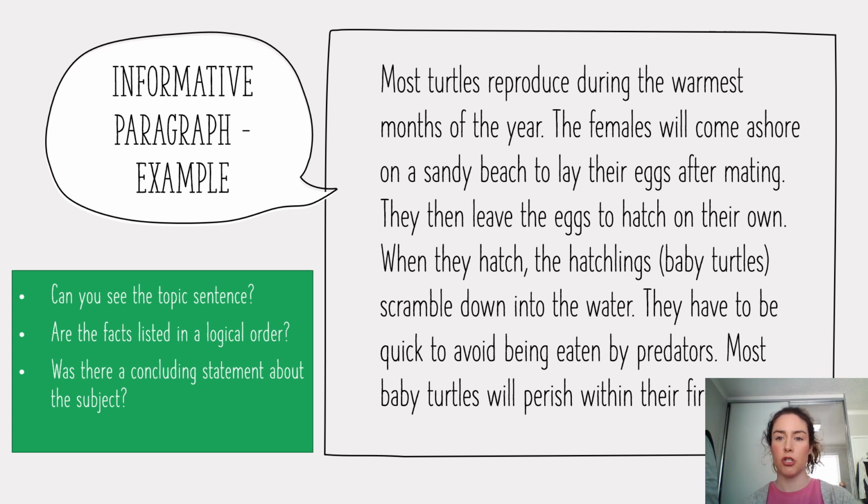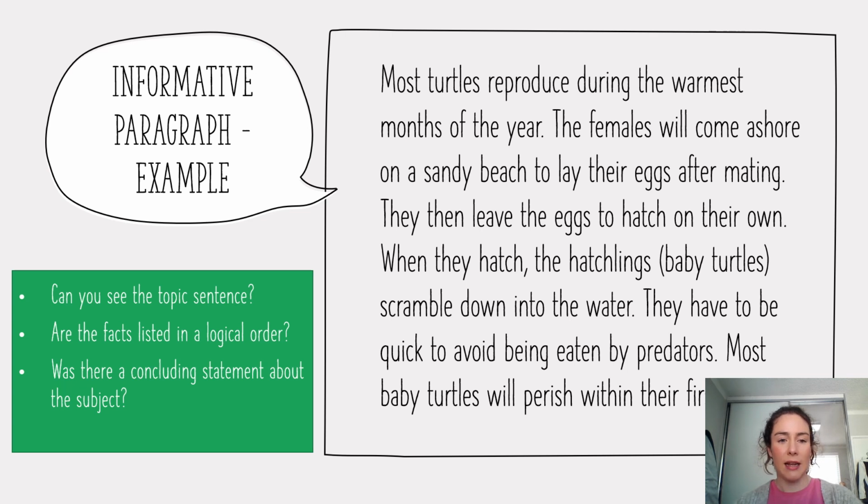Most turtles reproduce during the warmest months of the year. The females will come ashore on a sandy beach to lay their eggs after mating. They then leave the eggs to hatch on their own. When they hatch, the hatchlings, baby turtles, scramble down into the water. They have to be quick to avoid being eaten by predators. Most baby turtles will perish within their first few, I don't know what the last word says, sorry, because my video screen is there, but most baby turtles will perish within their first few moments or months, I'm not sure.